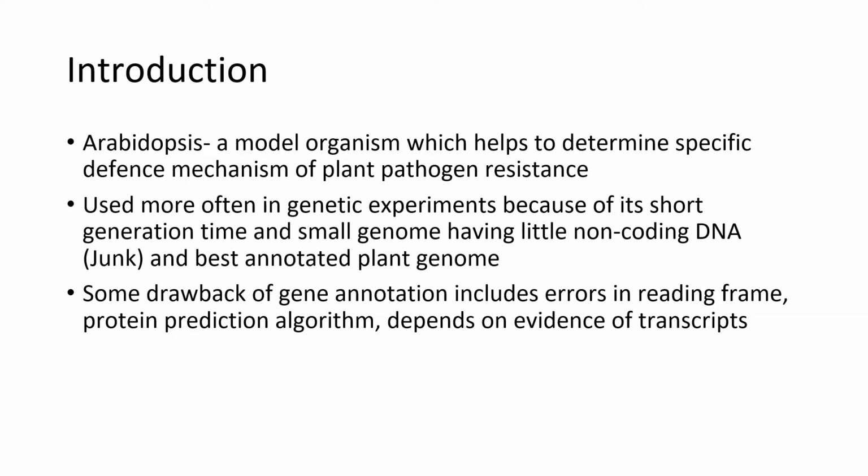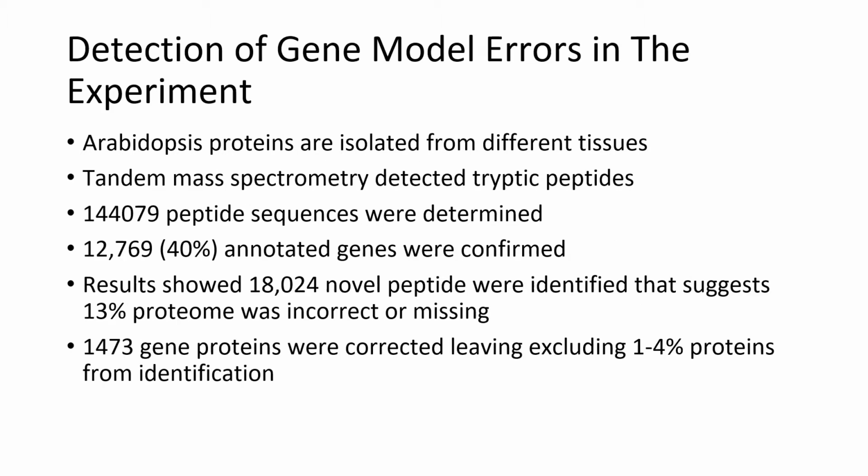To start with, Arabidopsis is a model organism used to study defense mechanisms for plant pathogen resistance. It is often used in genetic experiments for its small non-coding DNA region and short generation time, and it is the best annotated plant genome. Some drawbacks include errors in the reading frame.